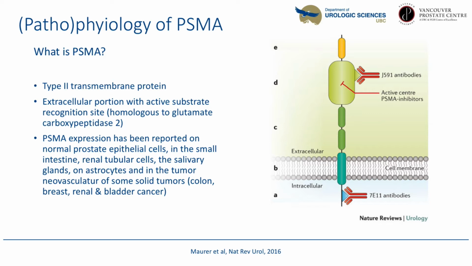Next to prostate cancer cells, we do know that PSMA is expressed in normal prostate epithelial cells, in the small intestine, in renal tubular cells, in the salivary glands, on astrocytes, and even in some solid tumors, where it is expressed in the neovasculature, like for example colon, breast, renal, and bladder cancer.